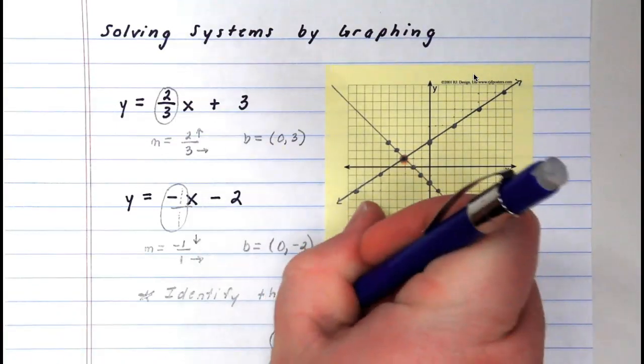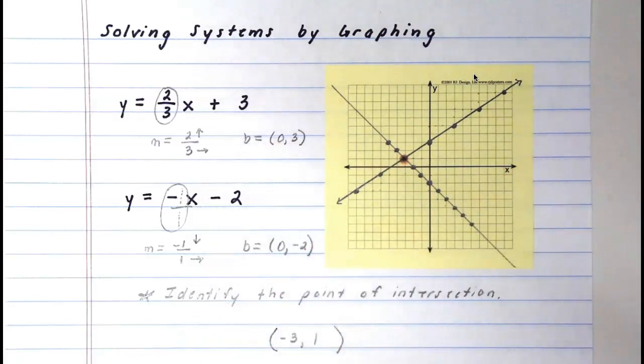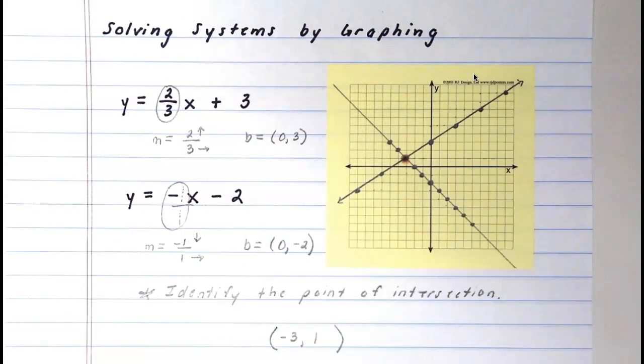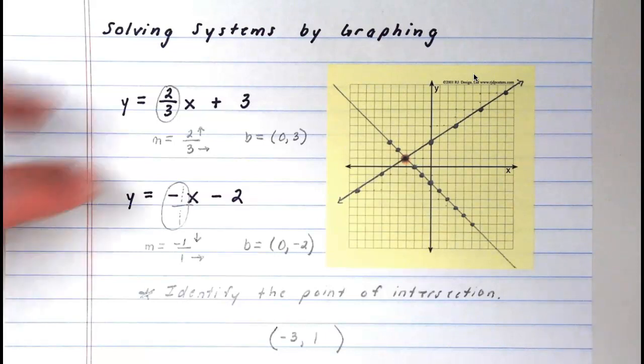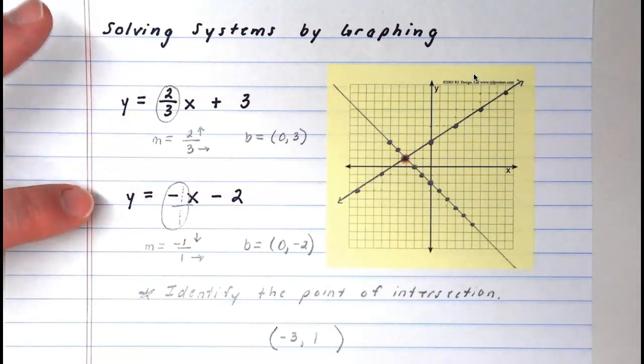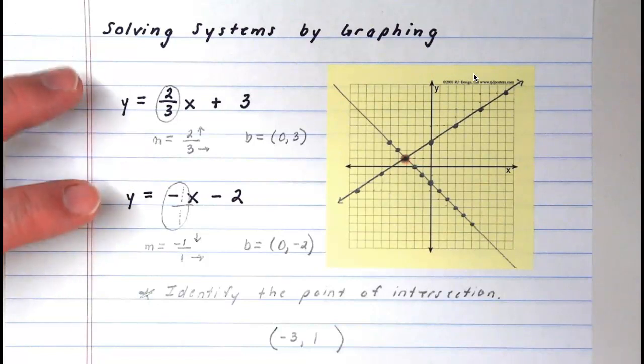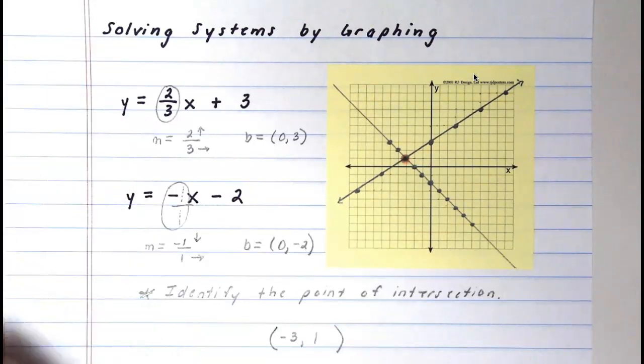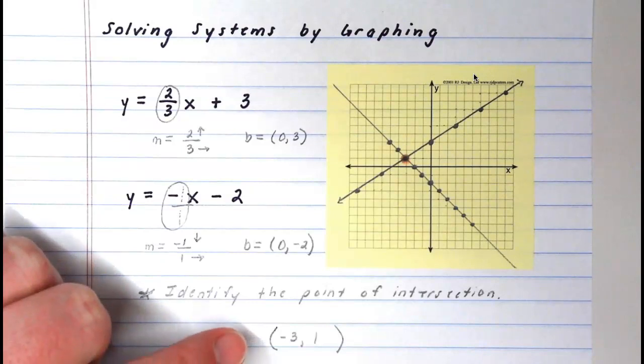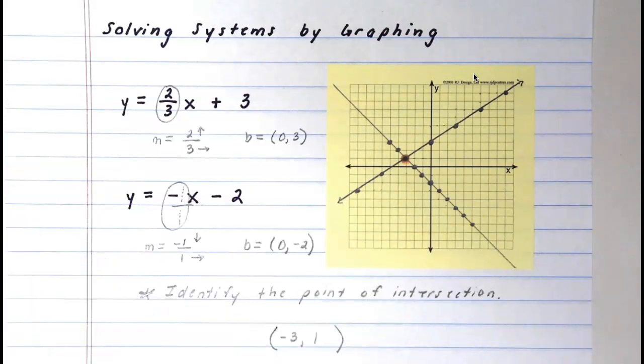So -3, 1. That means that answer is a solution to both the top equation and the bottom equation. If we were to plug those values in, we should get true statements. Okay, true statements. What do I mean by that? Well, let's take a look.